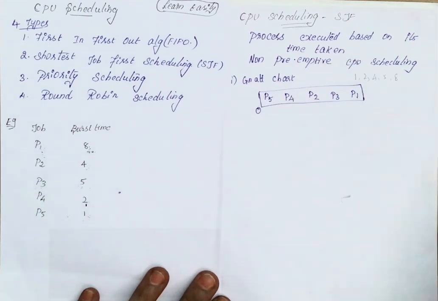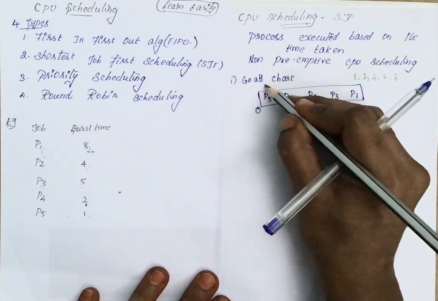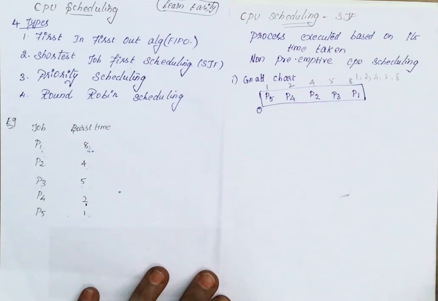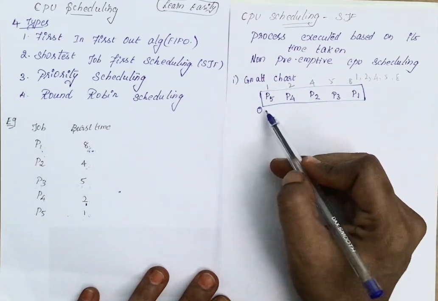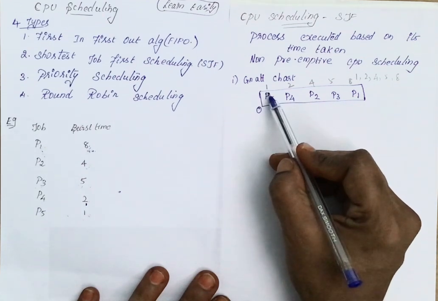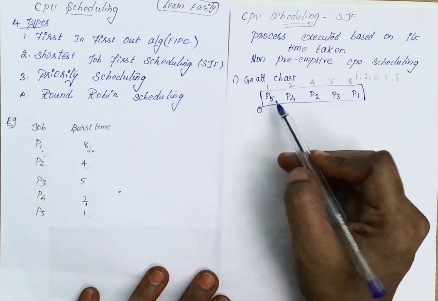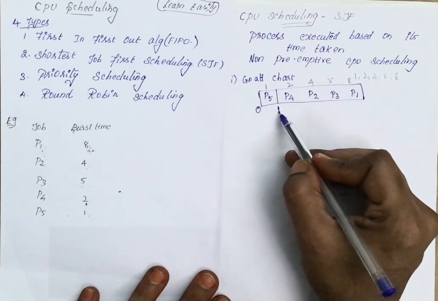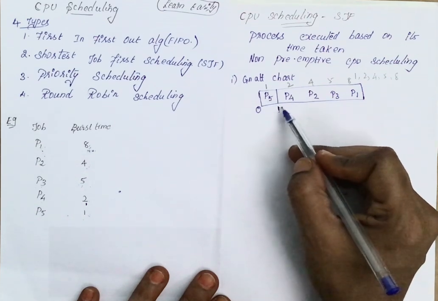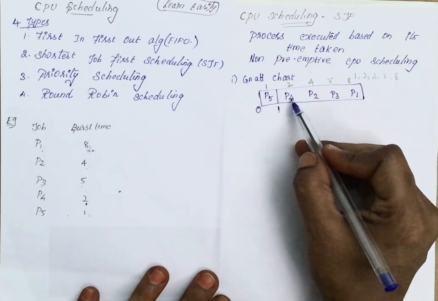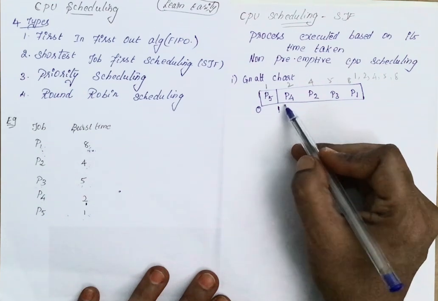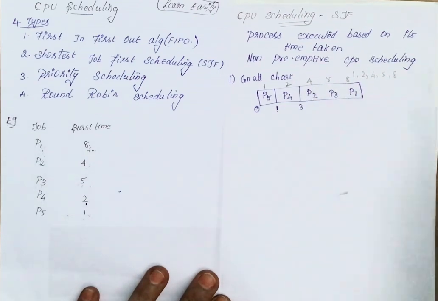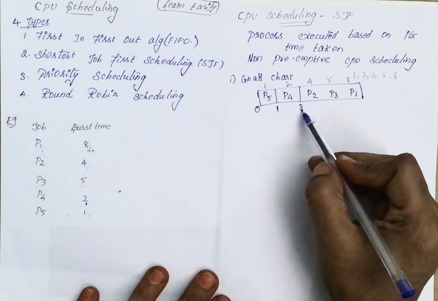Next we check the execution order: 1, 2, 4, 5 and 8. P5 is taken first because it has only 1 second for its execution. By completing the P5 process, the time will be 1 second. After P5 gets completed, the next process which has the least execution time is taken, that is P4. It takes 2 seconds, so 1 plus 2, that is 3 seconds. Totally 3 seconds has been completed.